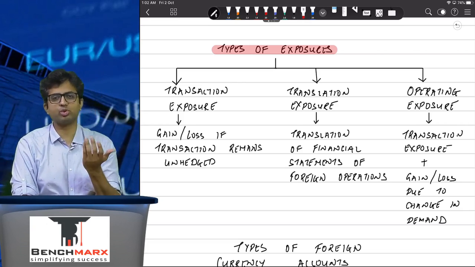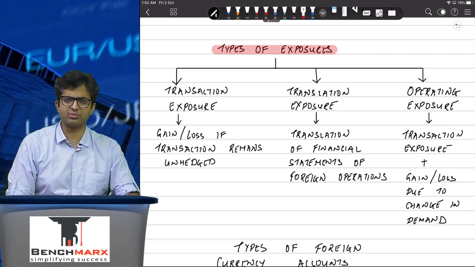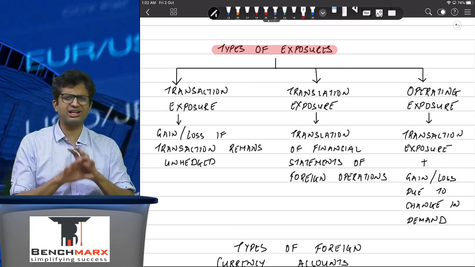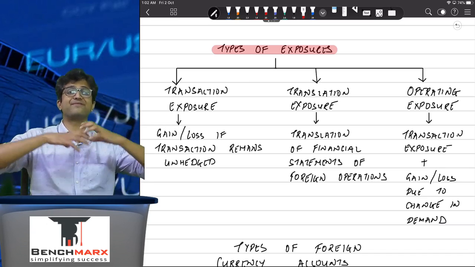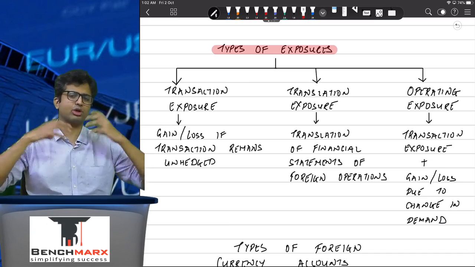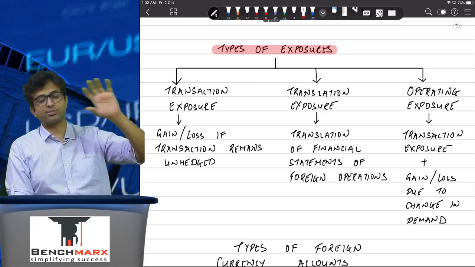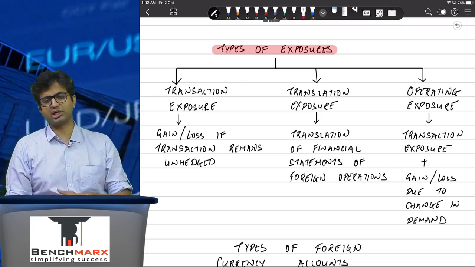Translation exposure usually arises when you want to translate the financial statements, like of a foreign subsidiary or a branch. You want to convert it. It is notional, it is in books and typically not hedged. And then there is operating exposure. It's a very wide term. It's the exposure that you are facing due to the economic environment in which you are operating. Operating exposure covers the transaction exposure plus a gain or loss due to change in demand.